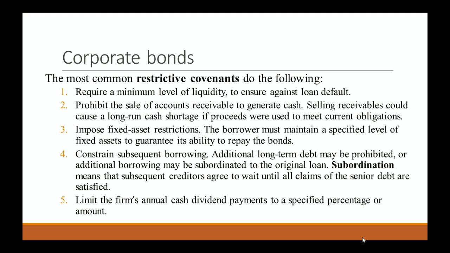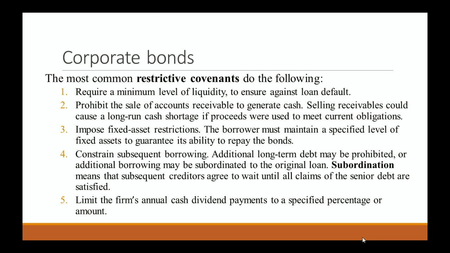Another would be to impose fixed asset restrictions. This is particularly true whenever you are purchasing bonds from a company with large fixed assets or very important fixed assets. So for example, if this were a hotel, it may require that specific properties can't be sold. Or if you're a manufacturing company, your manufacturing equipment cannot be sold until your bond is repaid.